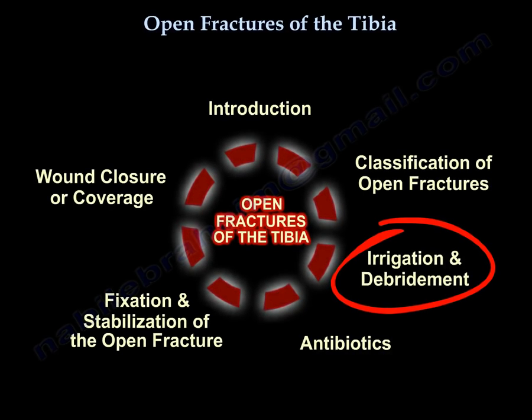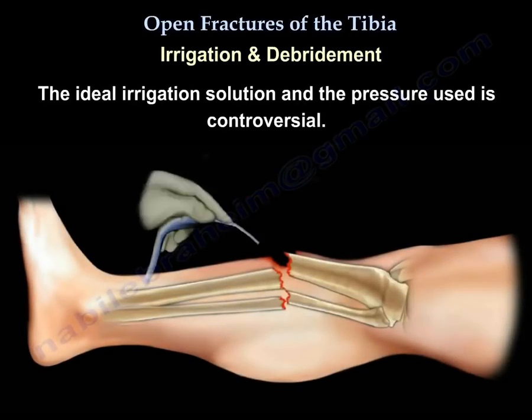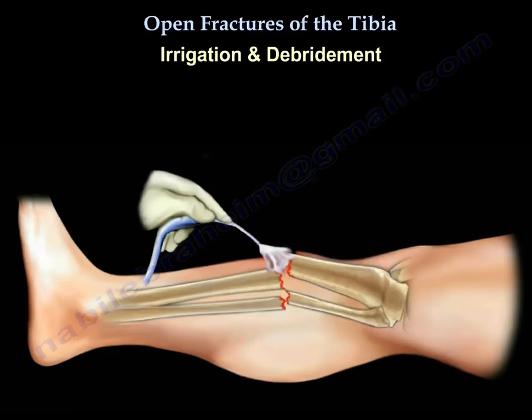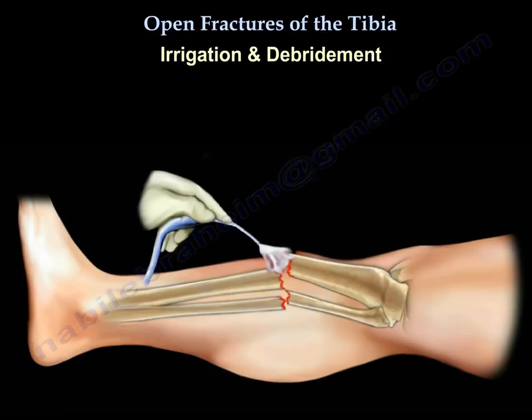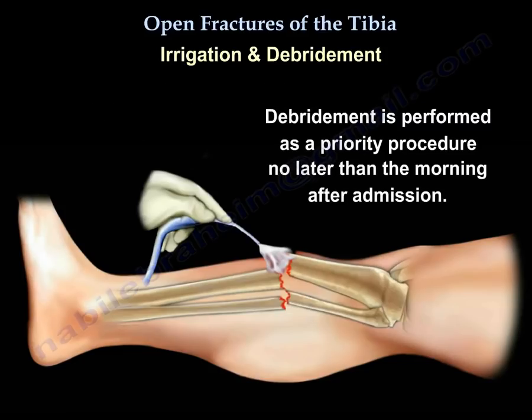Irrigation and debridement. The ideal irrigation solution and the pressure used is controversial. Timing of the initial debridement is controversial. Irrigation and debridement within 6 hours was the gold standard in the past. Debridement is performed as a priority procedure no later than the morning after admission.